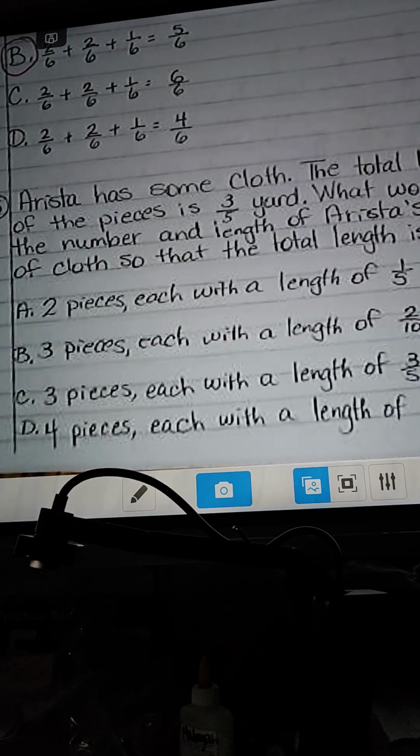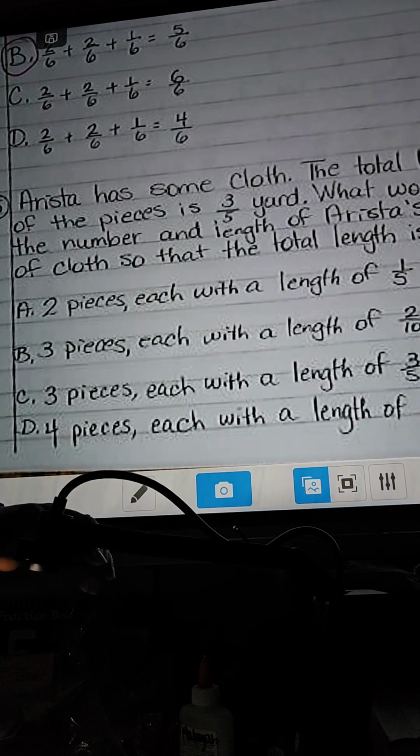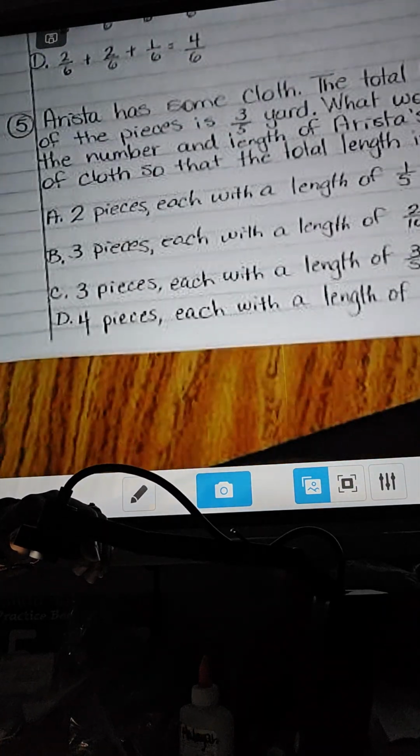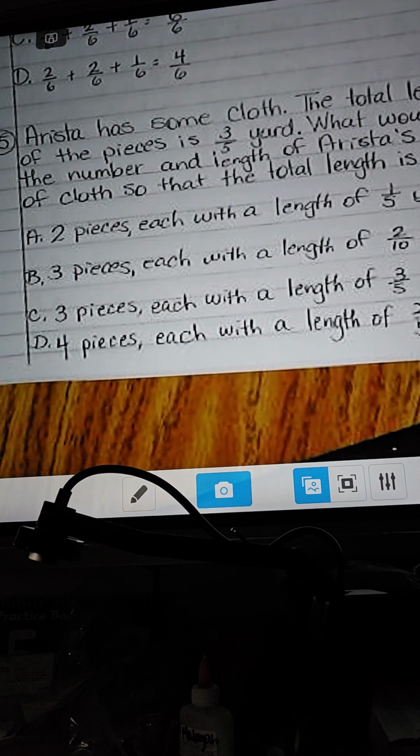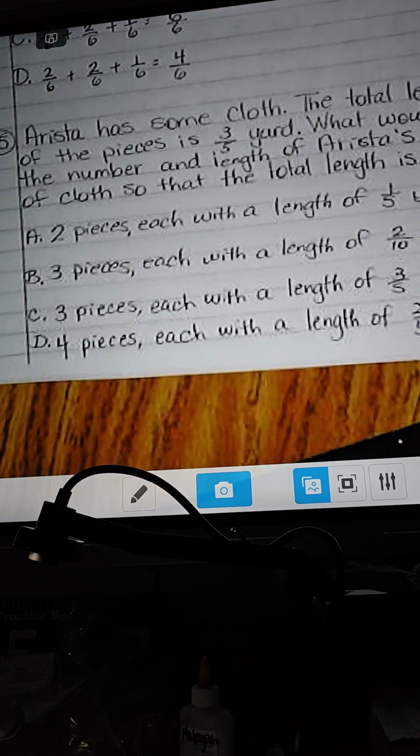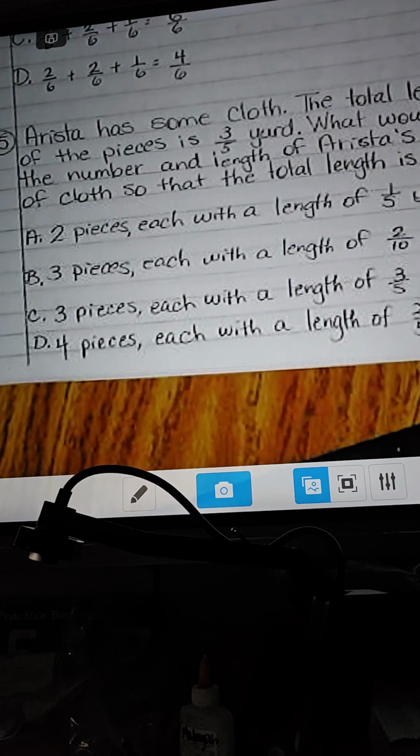All right, here we go. Number 5. Arista has some cloth. The total length of the pieces is 3/5 yard. What would be the number and length of Arista's pieces of cloth so that the total length is 3/5 yard? Ladies, this is the same type of question we had on the assessment a few weeks ago. Exactly the same type of question. And we went over it as a do now, over and over. So by now, I would hope y'all all get this question right.